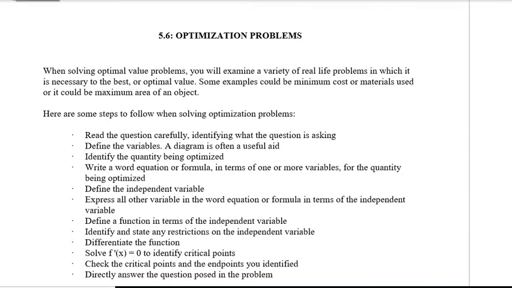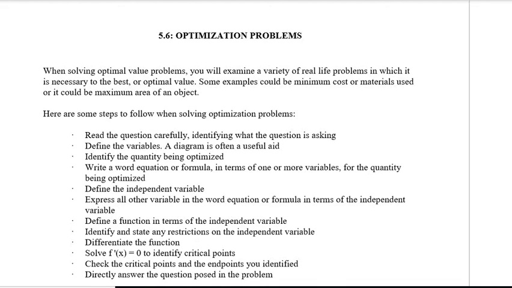This is 5.6 Optimization. Again, we're going to switch gears and try something totally different, but it's another very useful application of calculus. Essentially, we're going to take real world problems and see if we can use calculus to help solve them.